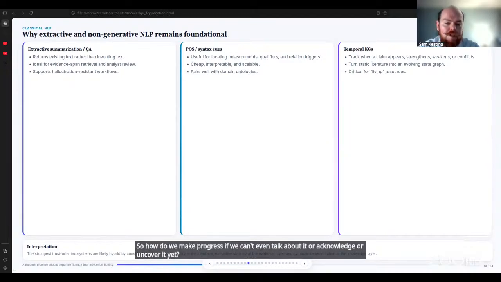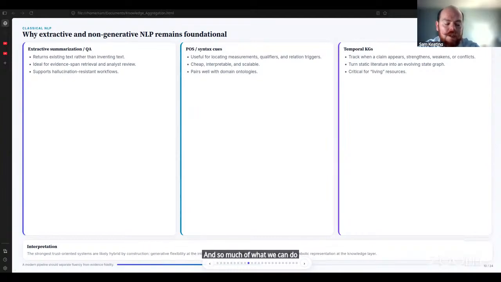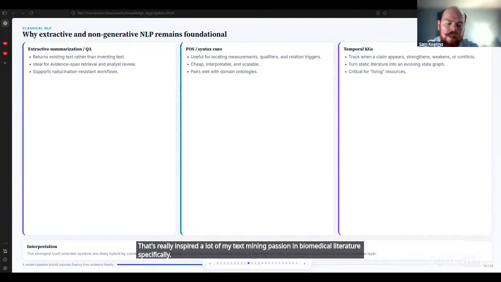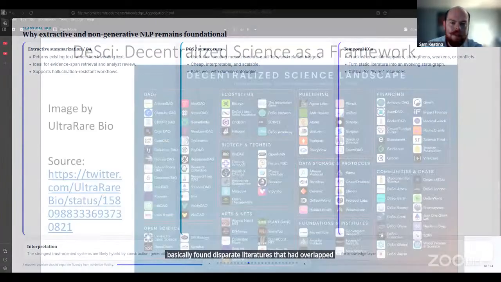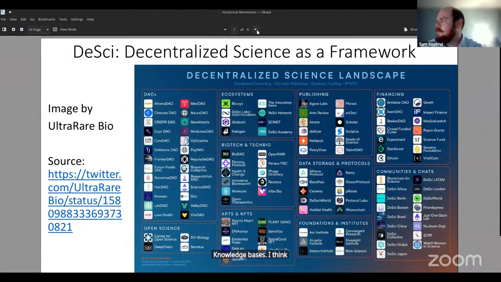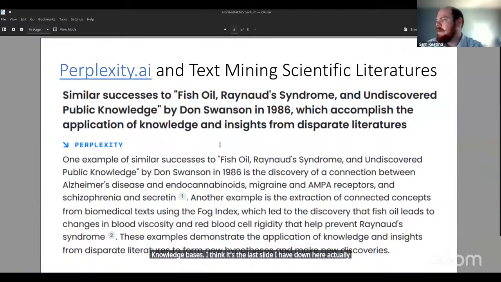And so much of what we can do is undiscovered public knowledge. That's really inspired a lot of my text mining passion in biomedical literature specifically. Don Swanson pioneered this, basically finding disparate literatures that had overlapping knowledge bases. I think it's the last slide I have here, actually. Yep, right there. So it's a wordy slide. I can share all these after today as well.